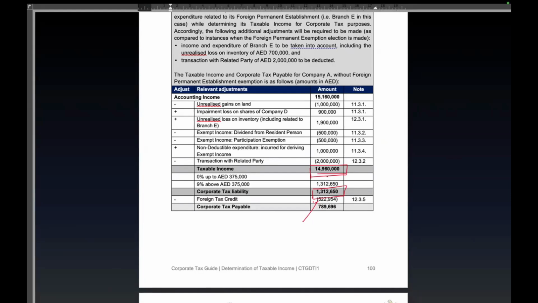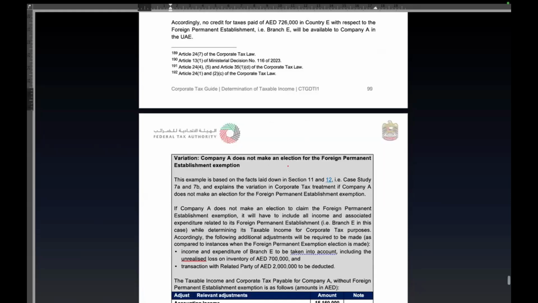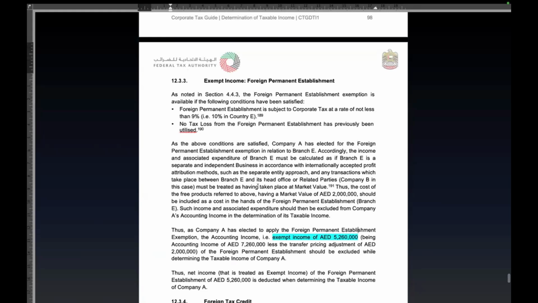So how will you calculate 9% of their taxable income? In the guide they have given one formula. This formula is basically foreign taxable income divided by total taxable income of the resident juridical person, multiplied by the total tax payable. So this is my total taxable income, and this is my foreign taxable income. 5260 is my foreign taxable income.